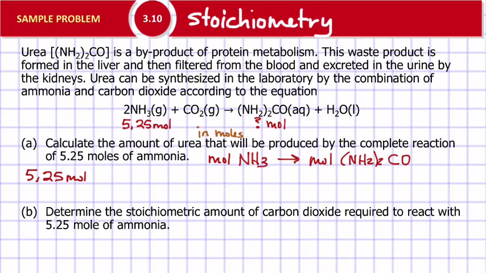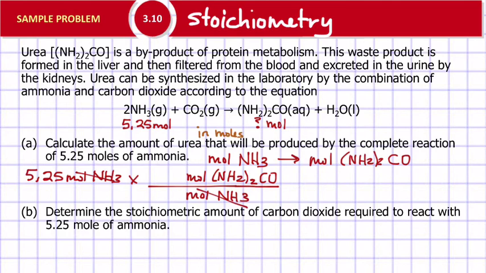5.25 moles of ammonia. And I'm going to have one fraction. I want moles of urea on top. Yes, it gets a little tedious sometimes writing all these chemical formulas. Just do it anyway. Moles of ammonia cancel out. The numbers for this conversion factor are the coefficients in the balanced chemical equation. It is that simple. You don't have to go anywhere else.